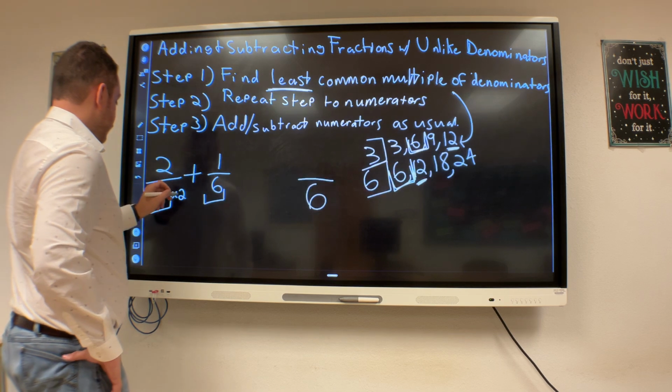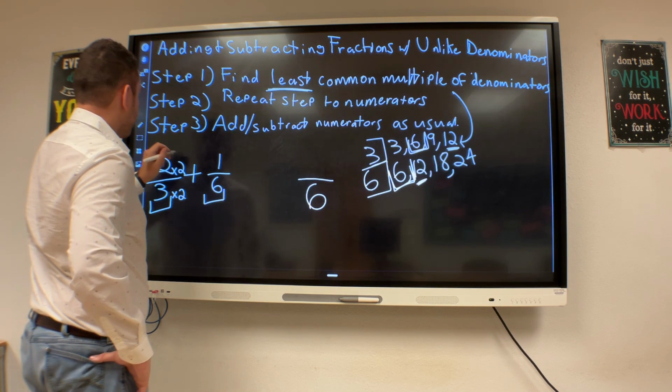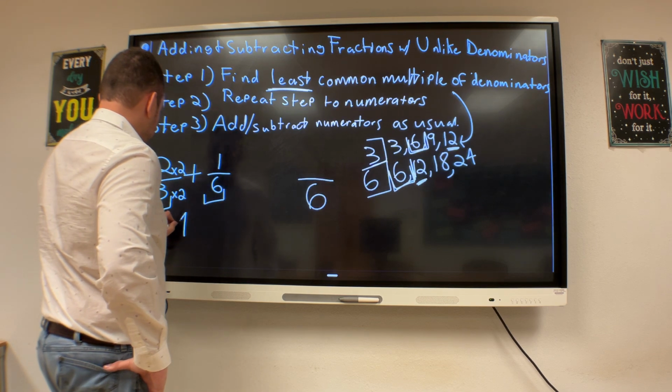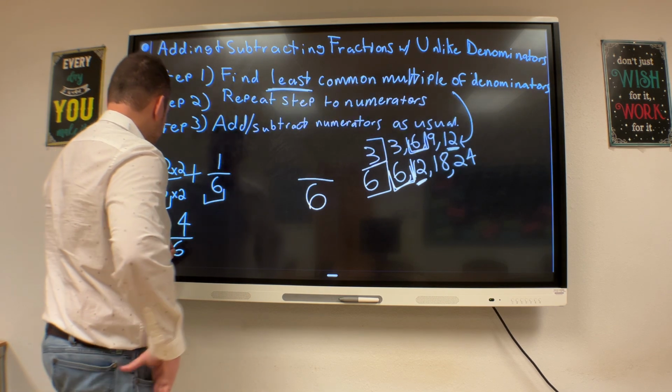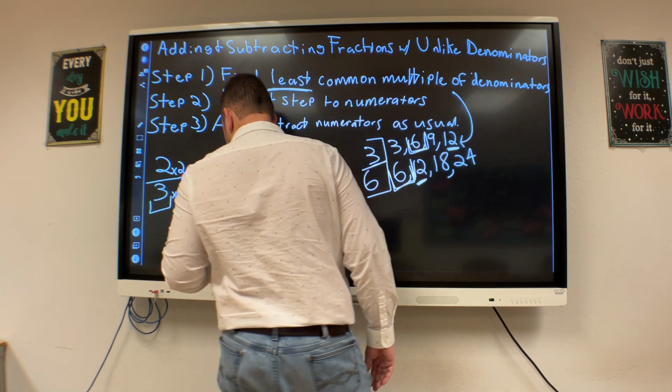So 3 times 2 is 6. So we're just going to do it right here. 2 times 2 is 4. So 4/6 plus 1/6.